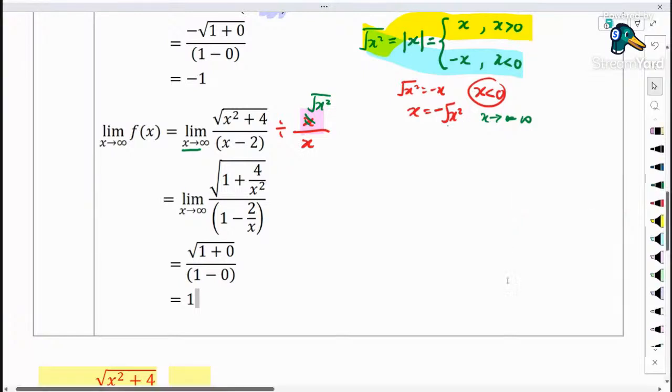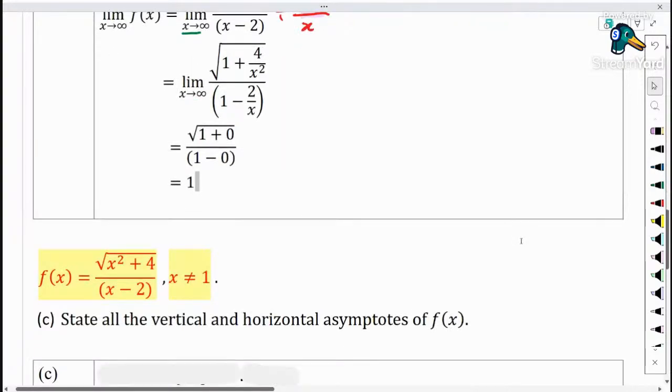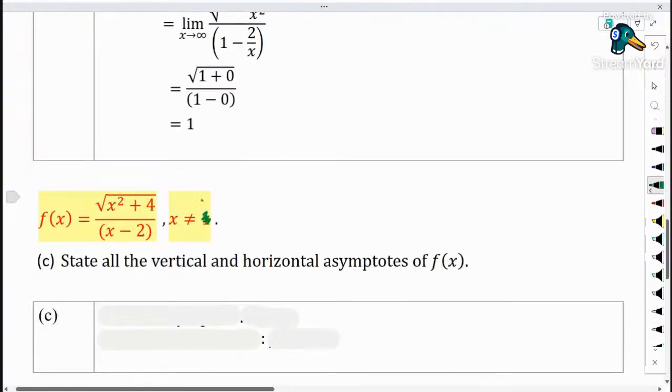Go on. After I have both of these answers done, we go for part C again. So part C, again, correction on this. They ask to state all the vertical and horizontal asymptotes. We start with vertical asymptote.